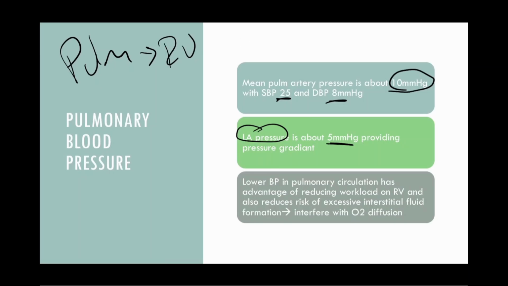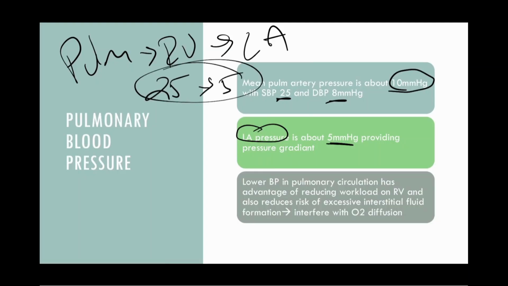Yeah, right ventricle to left atrium. So right ventricle is 25, atrium is 5. That is the difference to provide the flow through the pulmonary vasculature. On the systemic side, it's 120 to like 10. But on the pulmonary system, smaller, less resistance to flow, so it's easier to get through the pulmonary system, and we can survive on lower pressures.